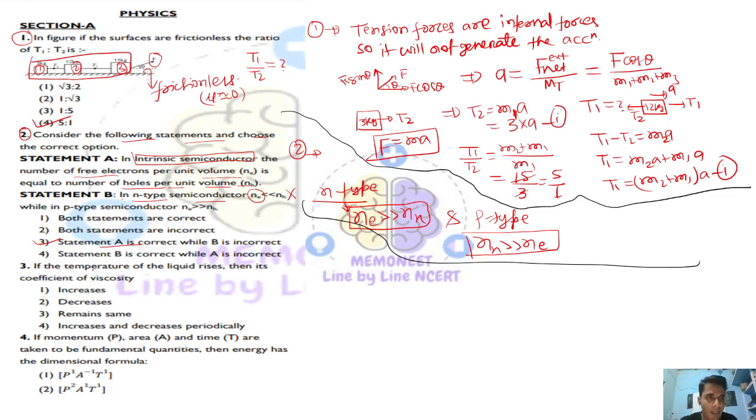For the third question, we have: if the temperature of a liquid rises, okay, temperature is increasing, then the viscosity, yeah, we understand that when the temperature increases, the viscosity of the liquid decreases. As we increase the temperature, the viscosity of the liquid will decrease. Simply, so our answer will remain option 2. It means that when the temperature of the liquid rises, its viscosity decreases. Now moving to the next question.